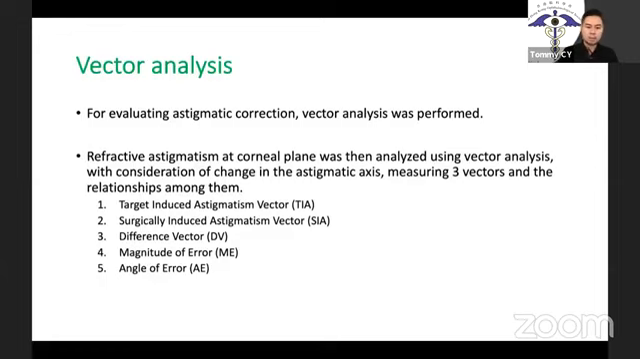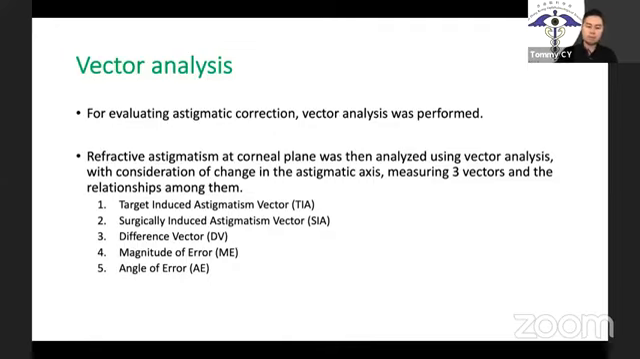Basically, we perform some calculation and evaluate the change in astigmatic axis and vectors, and we calculate the relationship among them. Some of the parameters that we measure include the TIA, the target induced astigmatism vector, which is the astigmatism and the direction that we aim to correct, and the surgically induced astigmatism vector, the SIA, which is the actual correction that we perform. The difference vector is the vector difference between the TIA and SIA.